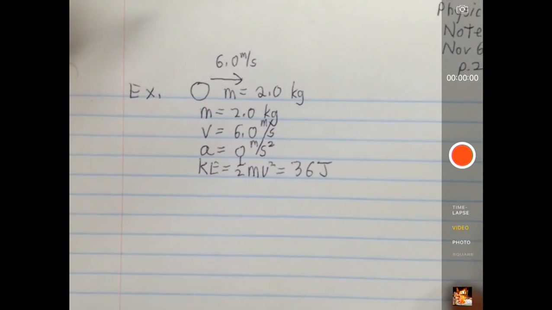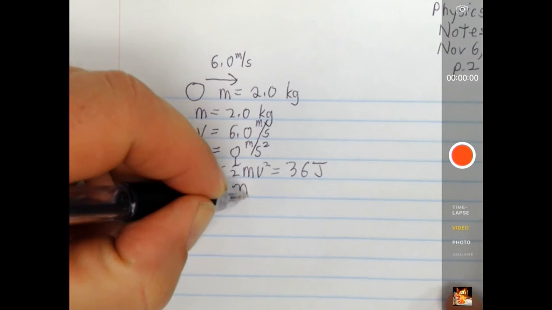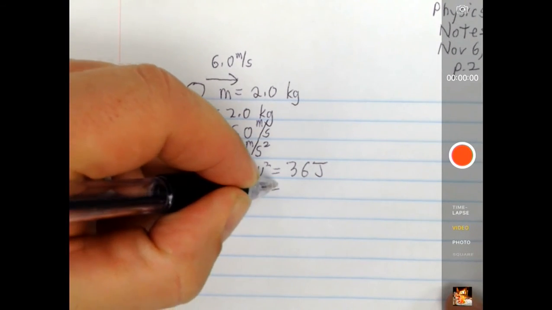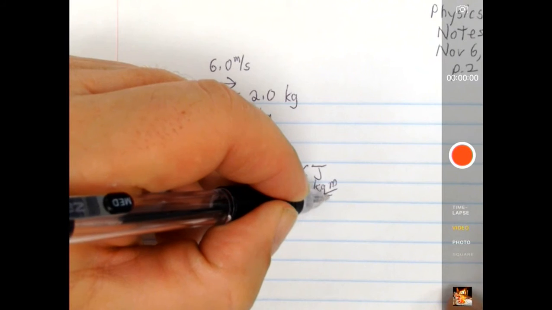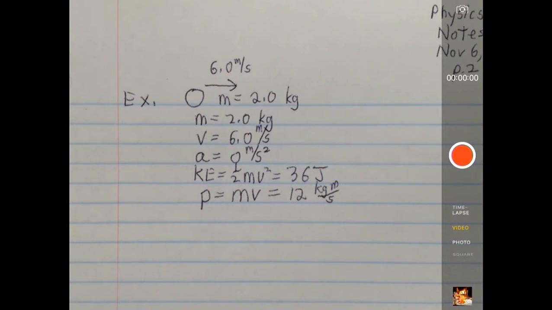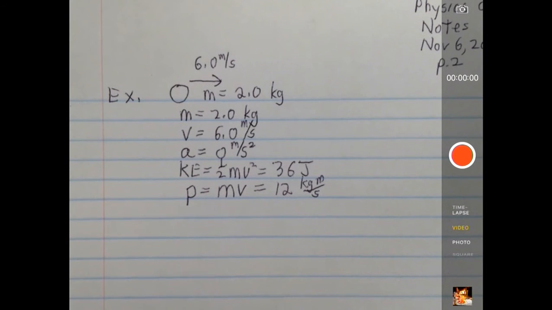And now we have this new variable, momentum, which is mass times velocity. That would be 12 kilogram meters per second. That's the new one, 12 kilogram meters per second. Notice it is not the same thing as kinetic energy.